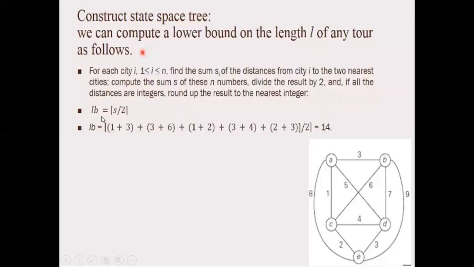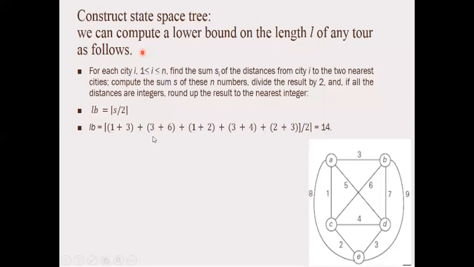So this is the sum of the two nearest cities. From city A, the two nearest cities are B and C, whose distance, let me consider it as distance only, is 3 and 1. So it is the shortest distance. So 1 plus 3.